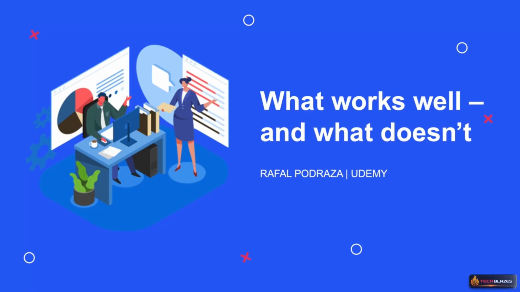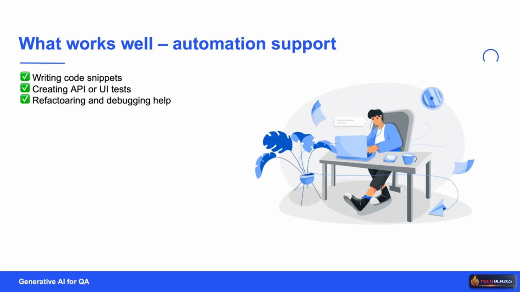So by now, you've probably realized that generative AI can do a lot. It can write code, generate test cases, create reports, and even analyze logs. But here's the thing, not everything it does is great. Some things work surprisingly well, others not so much. In this lesson, I want to share with you a realistic view from my own experience. What works well with AI in QA and what simply doesn't. Let's start with the good part.